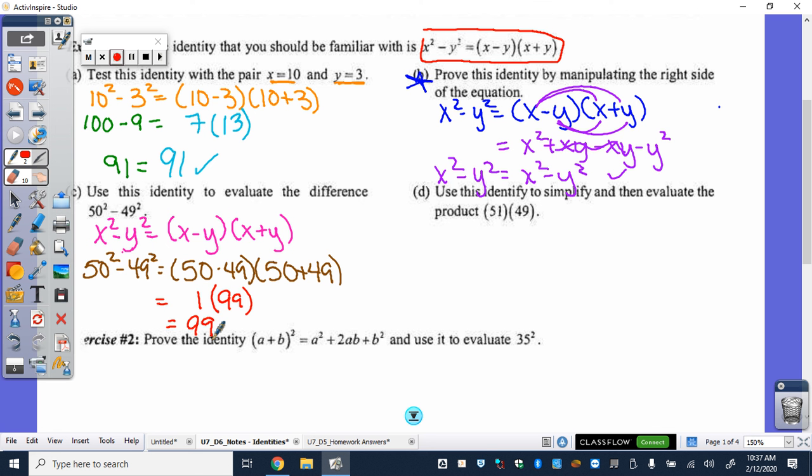So let's check it in our calculator. In your calculator, go ahead and type in 50 squared minus 49 squared. And we get 99. So it ends up working out.